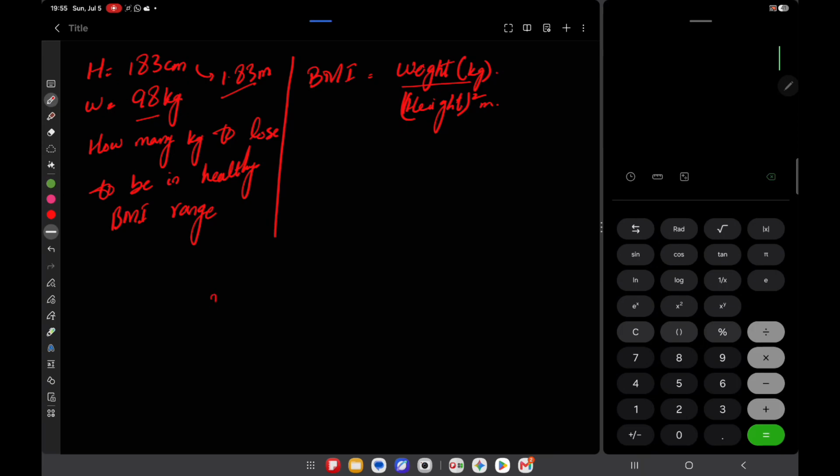So BMI normal range is 20 to 25, so we have to pick the highest possible, and that will be 24. So our target value of BMI will be 24 in this case. Weight we have to calculate for 24 BMI, and height is 1.83, that will remain constant. Of course, we have to take the square of it. So if we take the square of 1.83, it will be equal to 3.3489.